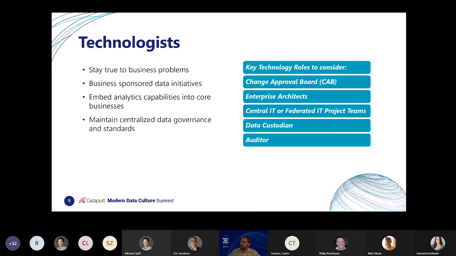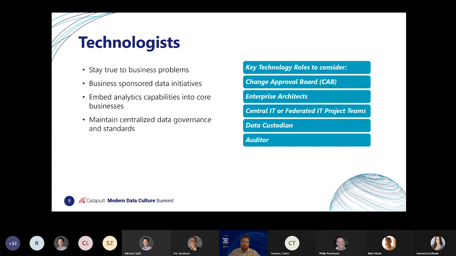So, some key roles to consider when we're talking technologists, where we see this come into play with our projects. There's usually a change approval board. We need to understand who's on that board and what some of the key drivers are to getting things productionized. Enterprise architects play a key role in architecting solutions that are scalable and future-proof. Central IT or federated IT project teams are involved from a technology perspective on all these projects, of course.